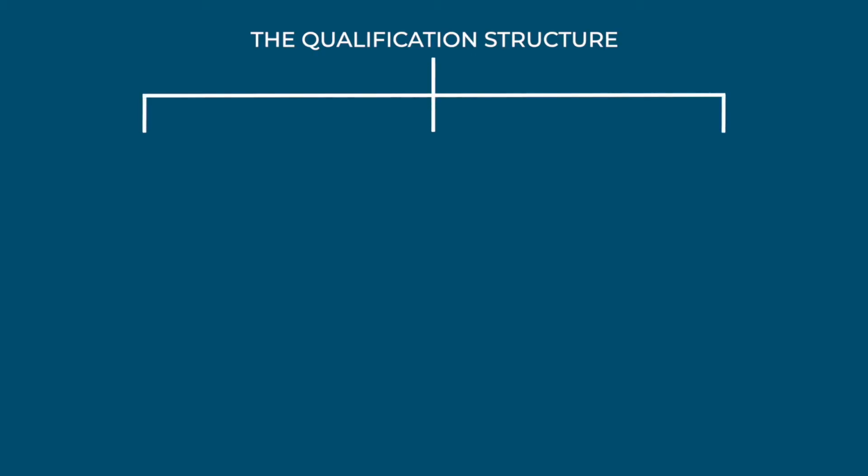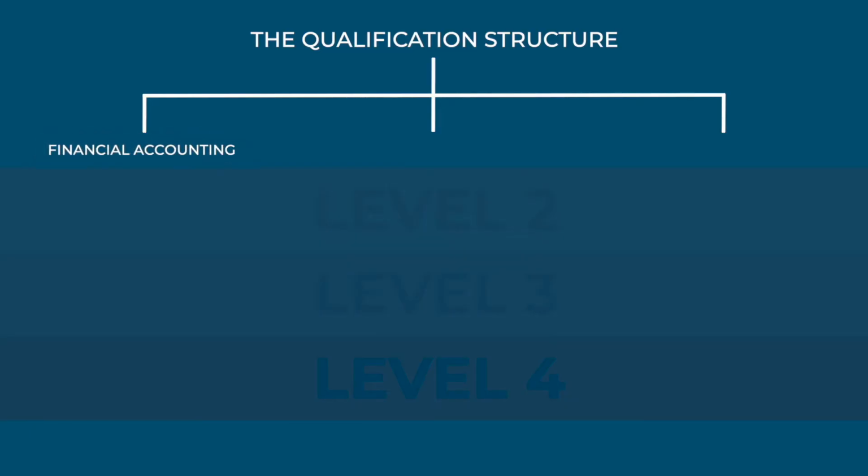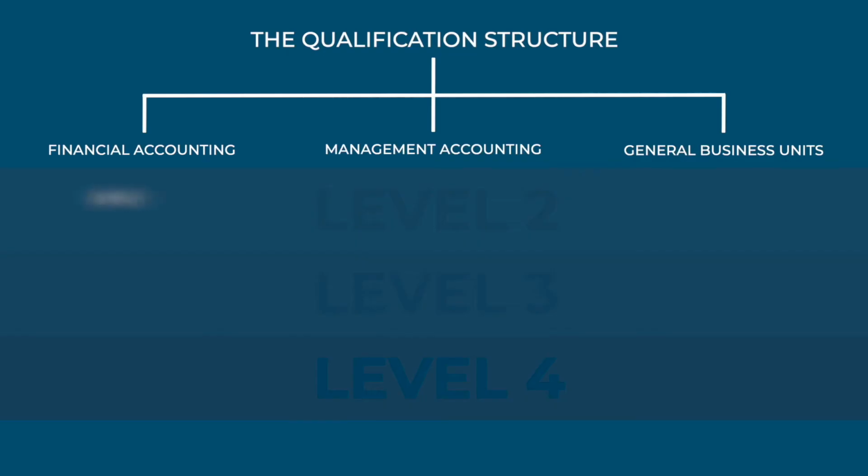There are three main levels to the AAT accounting qualification structure: levels 2, 3 and 4. I'm also going to break this down into three learning strands: the financial accounting strand, the management accounting strand, and what I'm calling the general business unit strand. In Level 2, under the financial accounting strand, the first unit you're most likely to attempt will be Introduction to Bookkeeping. This gives you the basic underpinning knowledge of how an accounting system is formed, along with the rules and principles for recording accounting transactions.